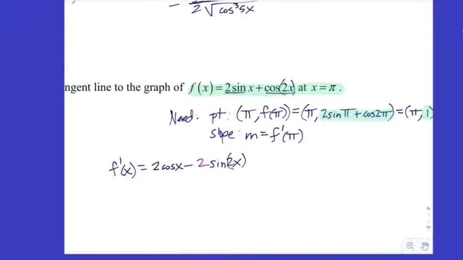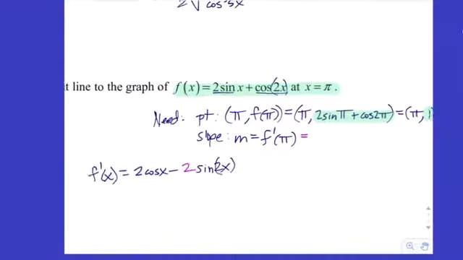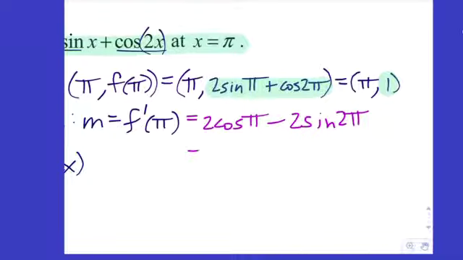So f prime of pi now, if we plug a pi into that, we get 2 cosine of pi minus 2 sine of 2 pi. And let's see, cosine of pi is negative 1. Good. Times 2 is negative 2. And what's sine of 2 pi?